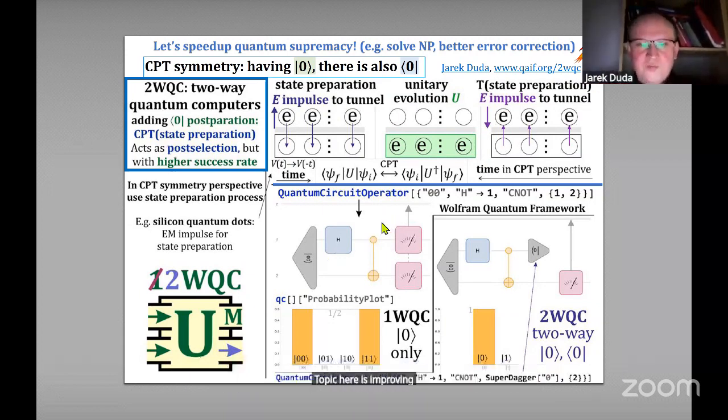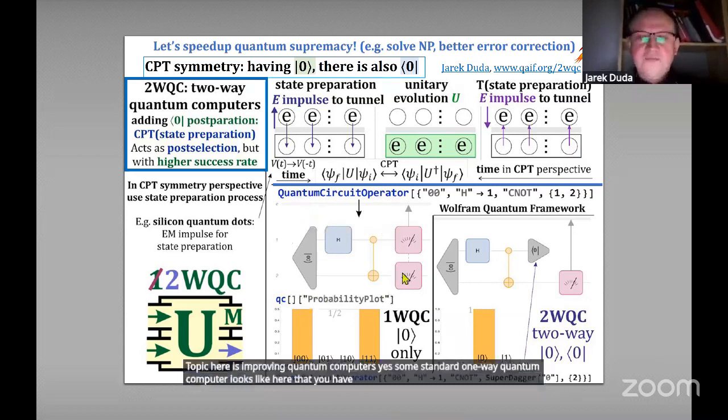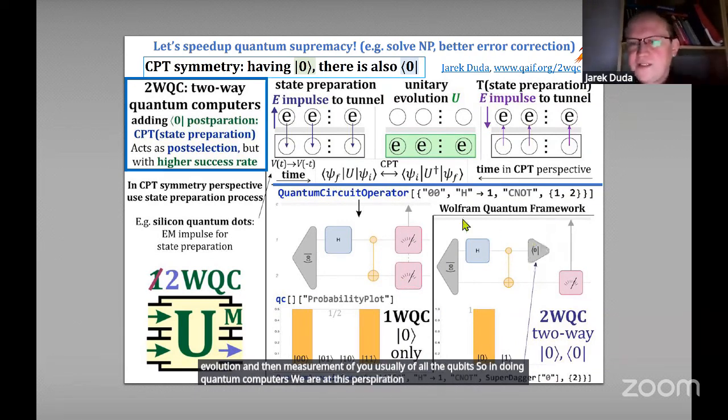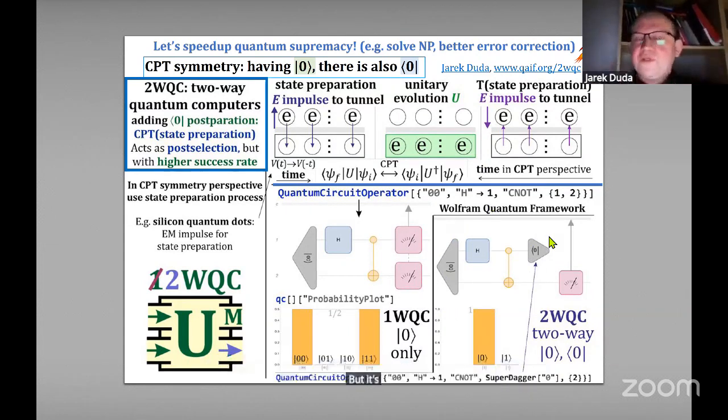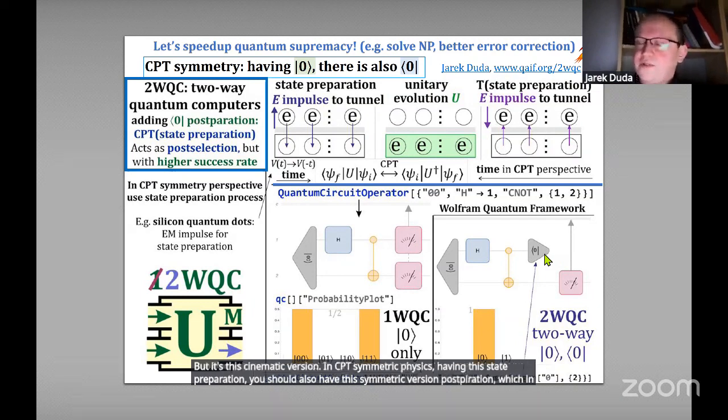Quantum computers. A standard one-way quantum computer looks like this: we have state preparation, then some unitary evolution, and then measurement, usually of all the qubits. In two-way quantum computers, we add this postparation, which acts the same as preparation but is the symmetric version. In CPT symmetric physics, having this state preparation, we should also have this symmetric version, postparation, which in practice will act as a post-selection, but with a higher success rate.